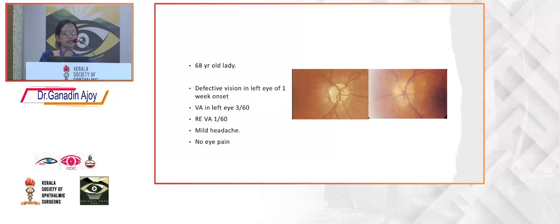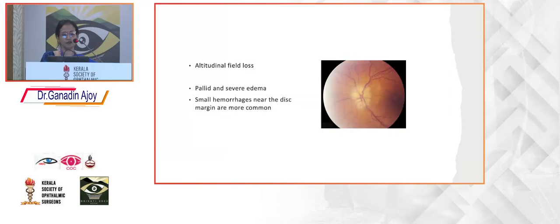Coming to the next case, a 68-year-old lady who presented with defective vision of the left eye, one week onset. Visual acuity was 3/60 in the left eye and 1/60 in the right eye. She has a mild headache but no eye pain, and has an altitudinal field loss. The fundus shows a pallid, severe disc edema. Small hemorrhages near the disc margin are there, not seen very well, but they are there.